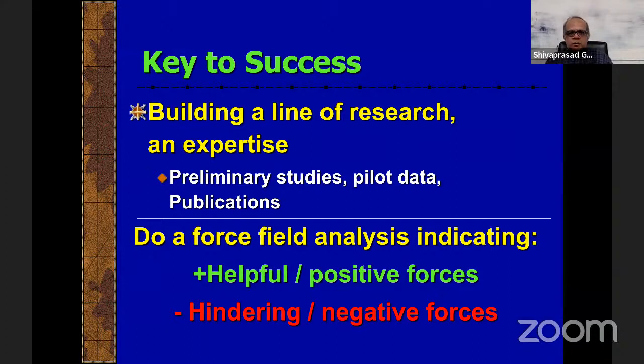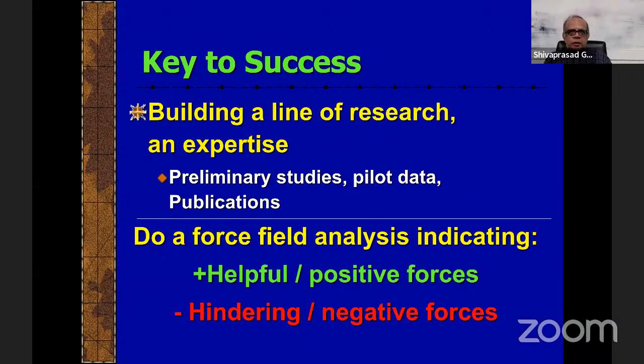So to sort of conclude, the key to success is building a line of research. We have been involved in maternal and newborn health research. I showed you the research agenda. When we started in 2001, with just 5 faculty members from JNMC, 3 obstetricians, 1 community medicine, and me, a physiologist, acting as the research coordinator. Starting with 1 protocol, now we have reached 30 protocols.